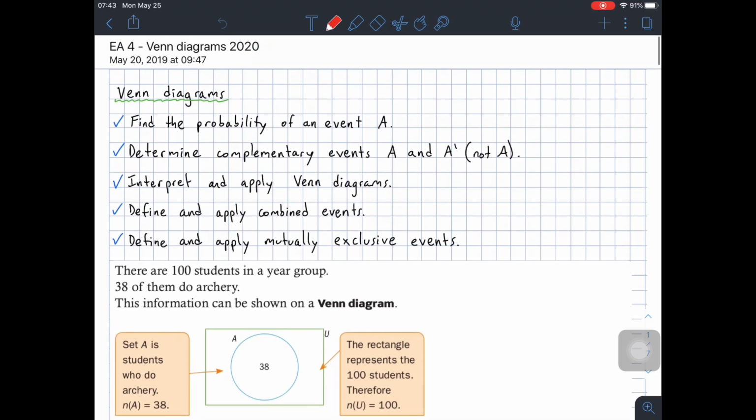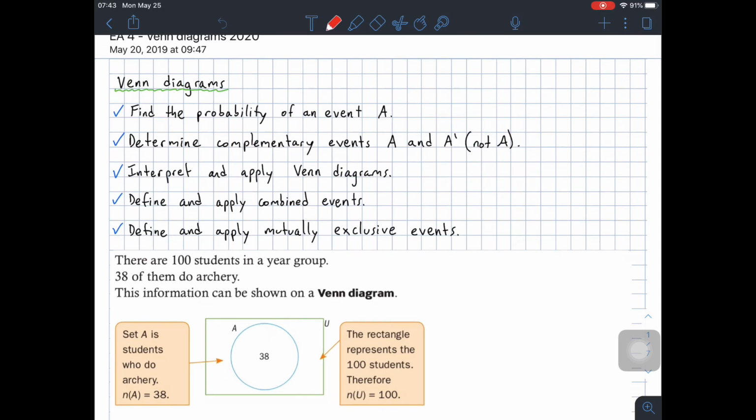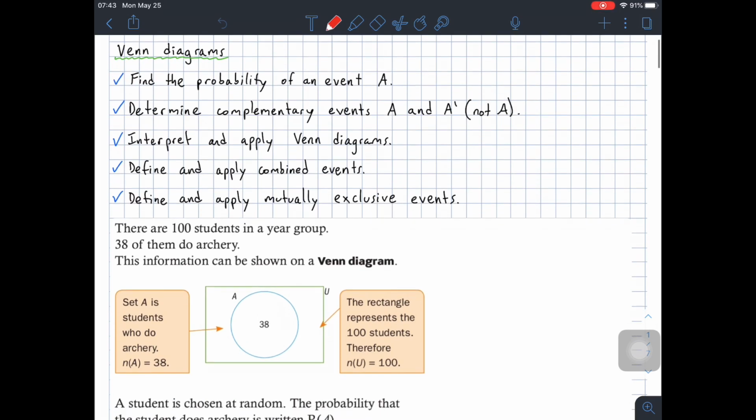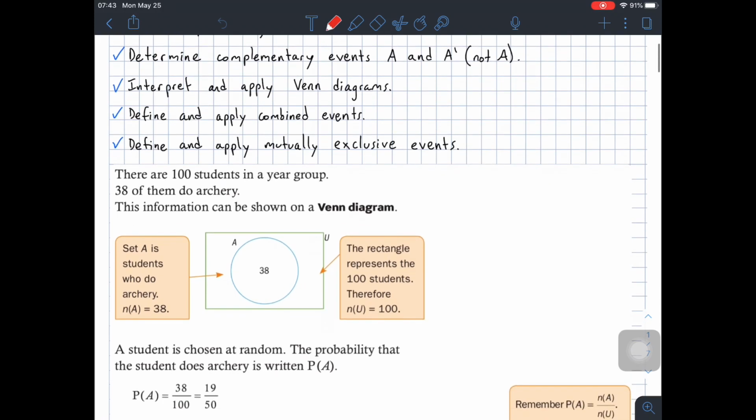Okay, so Venn diagrams, the objectives for today's class are: number one, find the probability of an event A, then determine complementary events A and not A, interpret and apply Venn diagrams, define and apply combined events, define and apply mutually exclusive events.